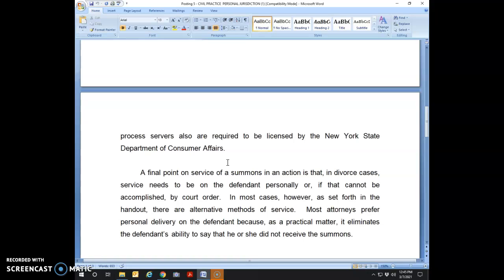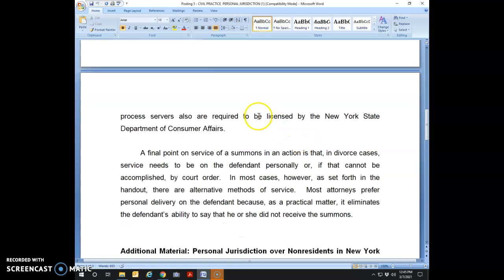What I would also say is that again, we're going to be relying, in every law office I'm aware of, from the large firms to the very modest-sized place where I hang out, on somebody who's in business to do that. A vital point I notice on service is that in divorce cases, we do need to serve the defendant personally, or if that cannot be accomplished, by court order.